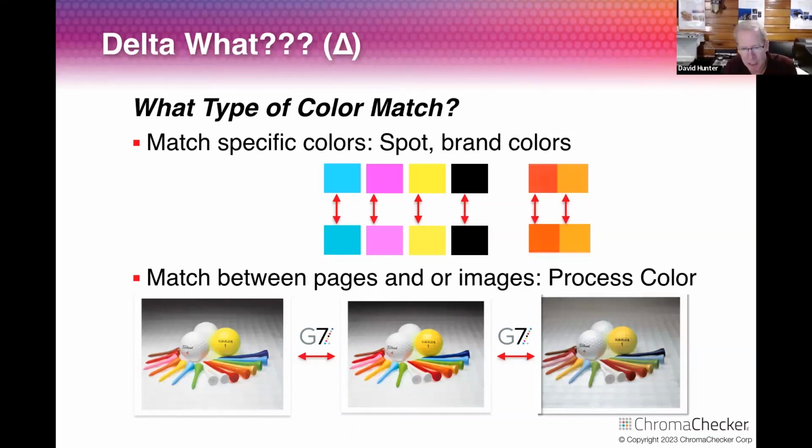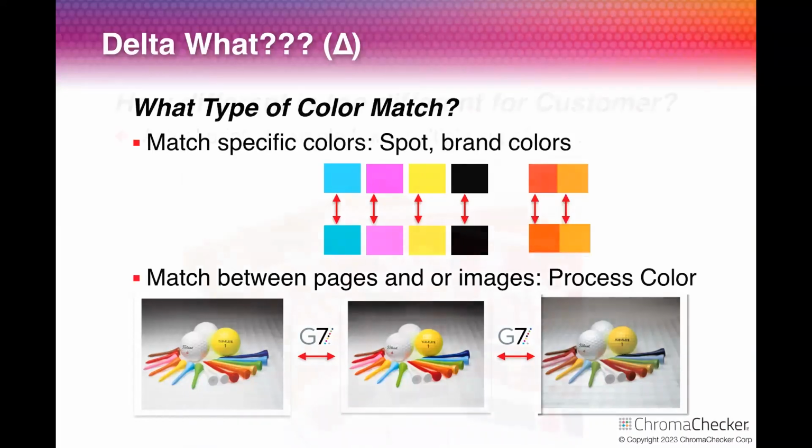Whereas, if you look at the images below, hopefully you've heard of G7. G7 is a calibration methodology that ensures gray balance and tonality, but it doesn't ensure a color match. We call it a shared color appearance. But as you can see, those three images on the bottom do not match one another. There's differences between them. How do we quantify that level of difference?